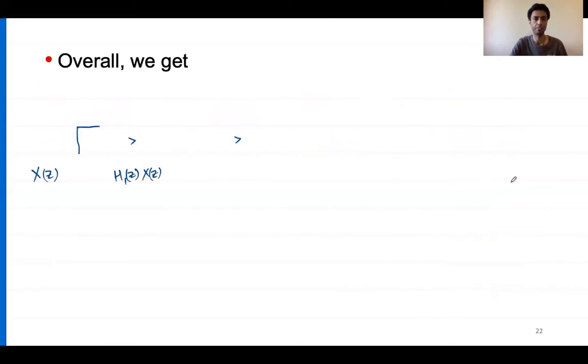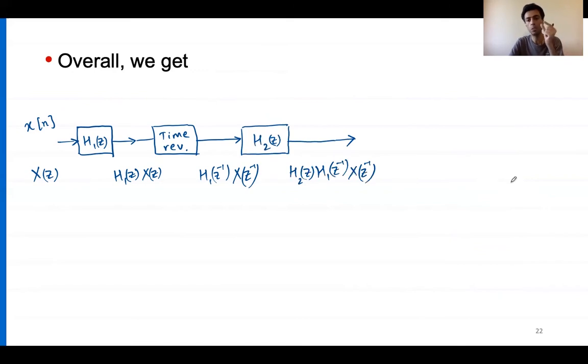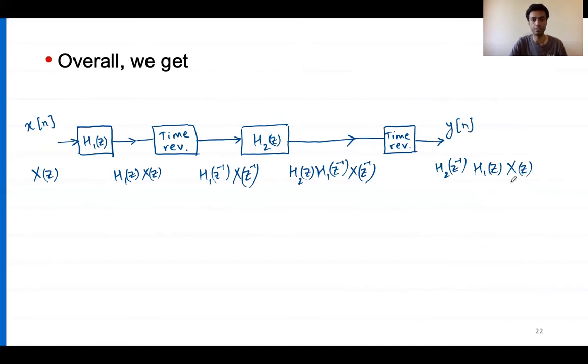So overall what I get is I have my x of n, I pass it through h1 of z. This is a stable filter, so we can implement it. And then I do a time reversal. So this is what I get. Now I apply h2 of z, so that I get h2 of z into h1 of z inverse x of z inverse. Now I again apply a time reversal. So I get h2 of z inverse h1 of z times x of z. This is what I wanted, right? This is what is equal to my h of z times x of z, which I originally wanted, right?